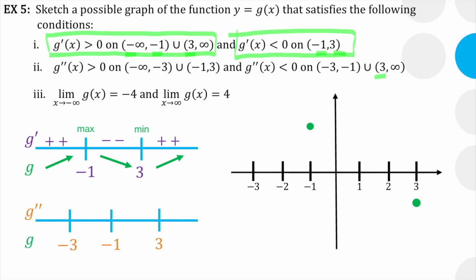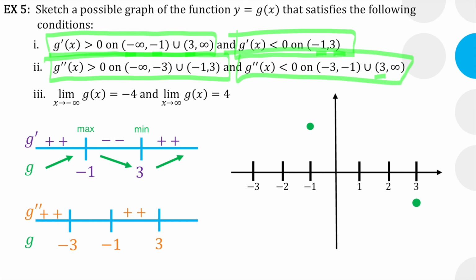Now let's check out our double derivative. We are positive from negative infinity to -3, and from -1 to 3. And then we're negative on our double derivative from -3 to -1, and then 3 to infinity. So that's telling us about concavity. We are concave up until -3, and then there's some sort of inflection point. I marked that here. And then concave down until -1. So we have another inflection point.